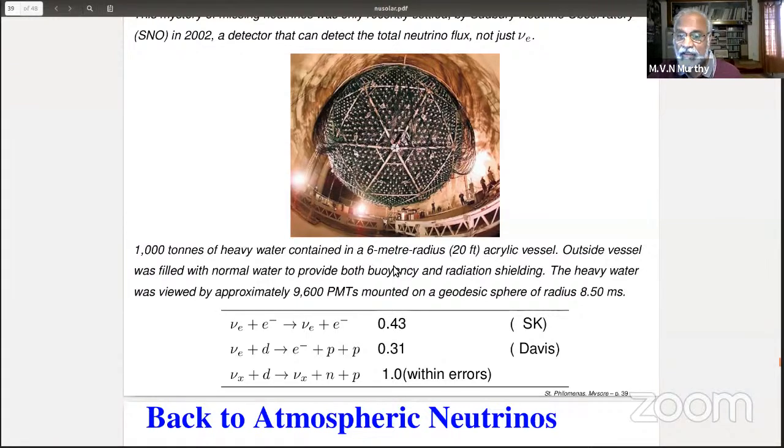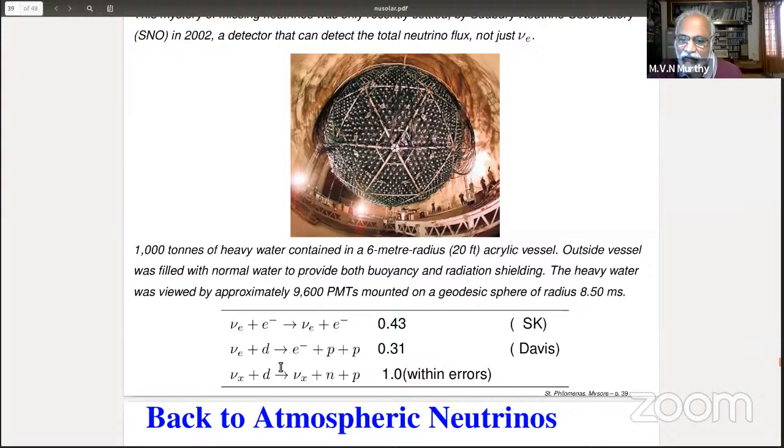Because it's heavy water, it contains deuteron nuclei. The electron neutrino can interact with the deuteron, produce an electron, and break up into 2 protons. It's a charge changing reaction. This is also possible to detect because the electrons are detected through their Cherenkov radiation above a threshold of 5 MeV.